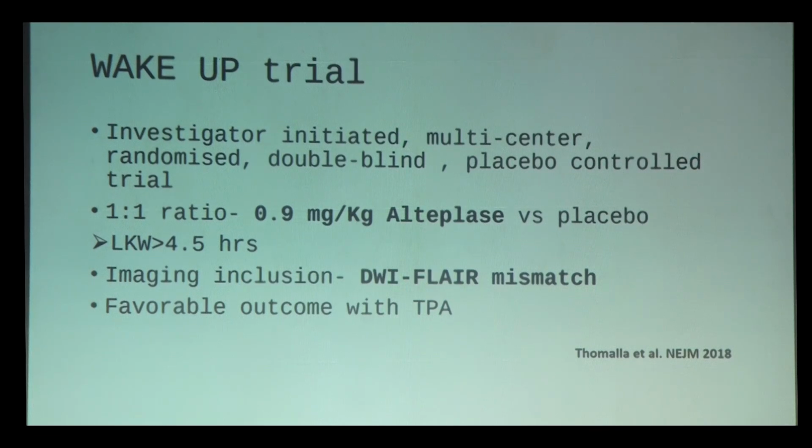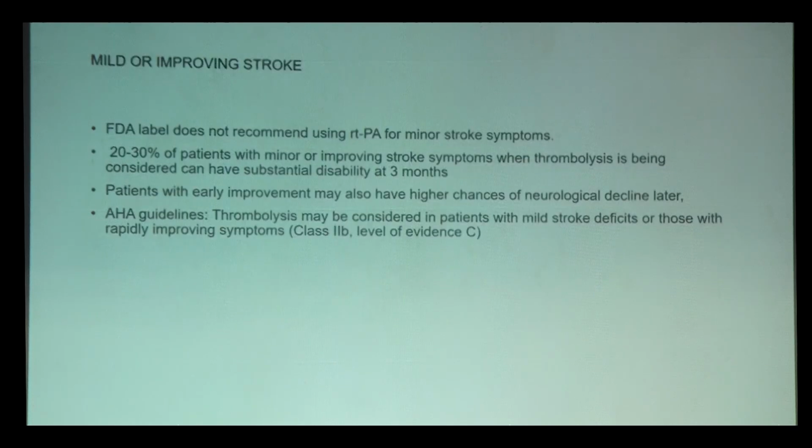So if there is a mismatch in the DWI-FLAIR, that means the penumbra is still salvageable. So these patients we should try to take for thrombolysis, and usually there is a favorable outcome in these patients who are thrombolysed.